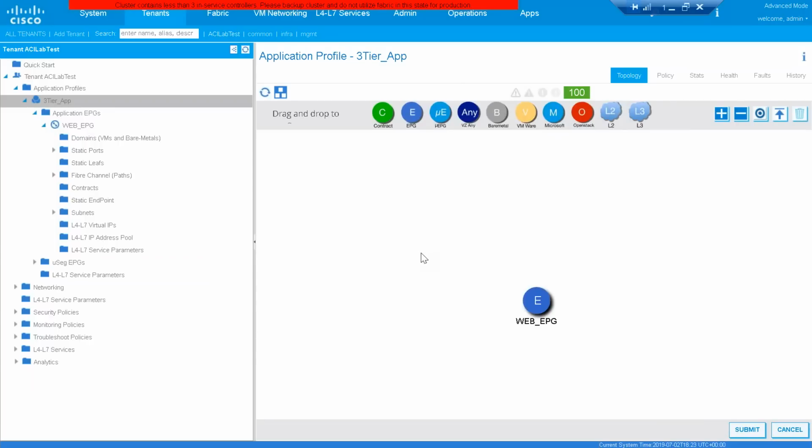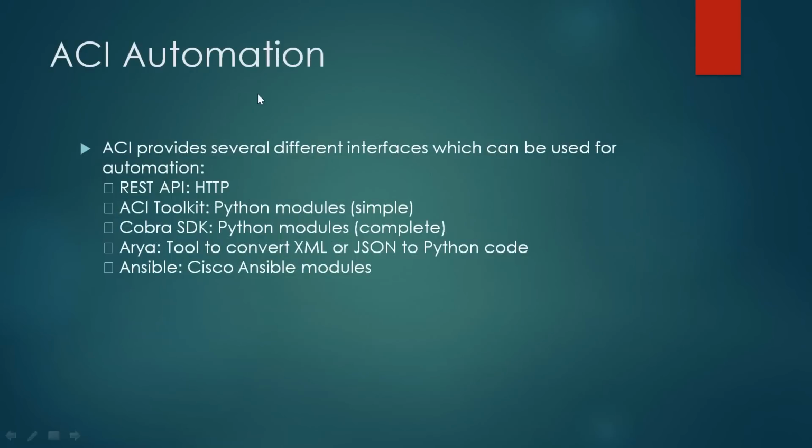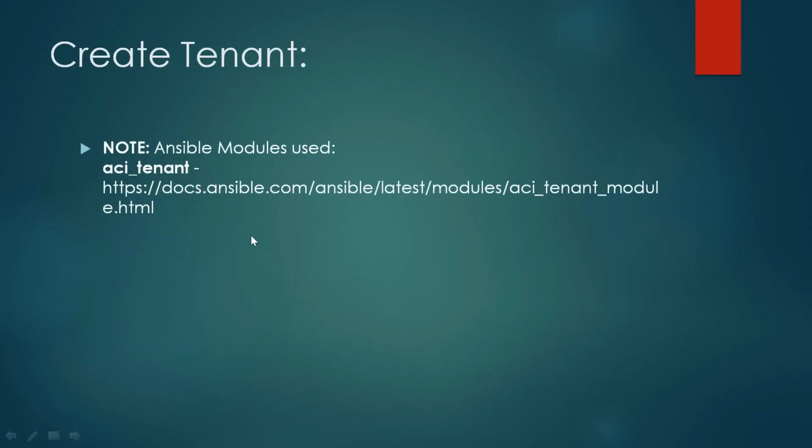Thanks for your time. Now we are going to do the automation with respect to our ACI, and obviously with the help of Ansible. ACI supports different types of automation tools. Here you can see it supports REST API, HTTP, ACI toolkits like Python modules, Cobra SDK, ARYA tool for converting XML or JSON to Python code. And finally, we have these Ansible Cisco modules. So we have so many modules supported for ACI with respect to Ansible that we can use and create different tasks or do different operations inside the ACI.